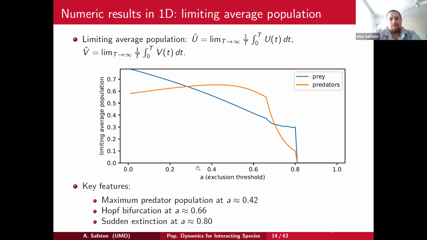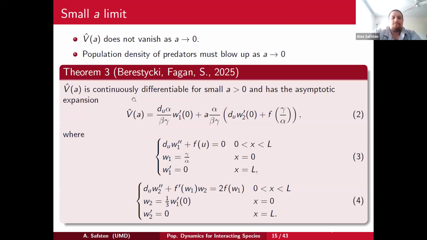An interesting feature of this graph is that the predator population does not go to zero as A goes to zero. If you look on the left-hand side of the orange curve, it doesn't go to zero. It means that even if the predators are confined to a very small region, the population of predators isn't small. So they must have a very large population density. The population density, in fact, blows up as A goes to zero.